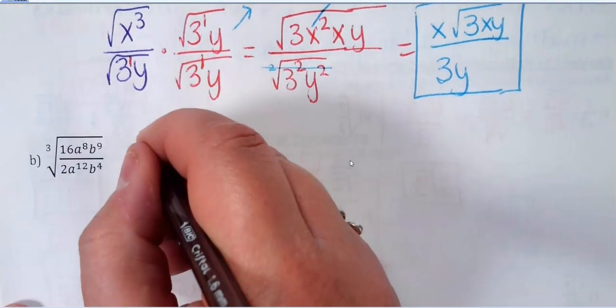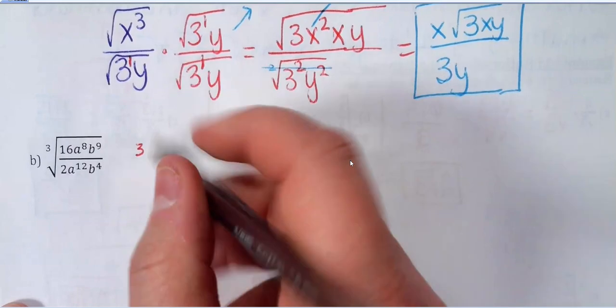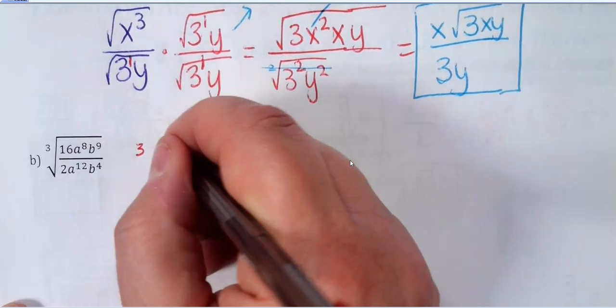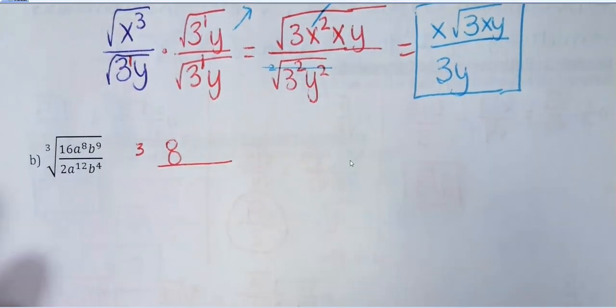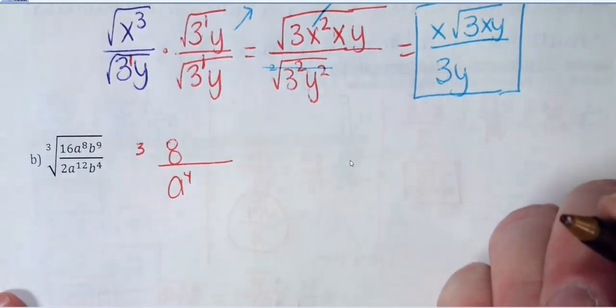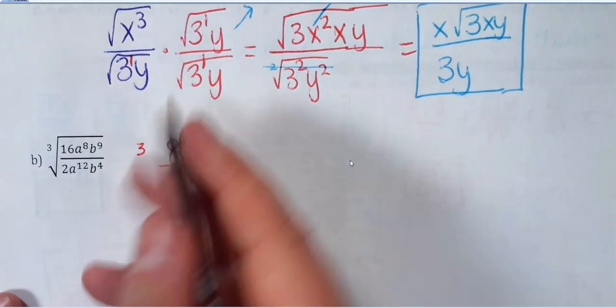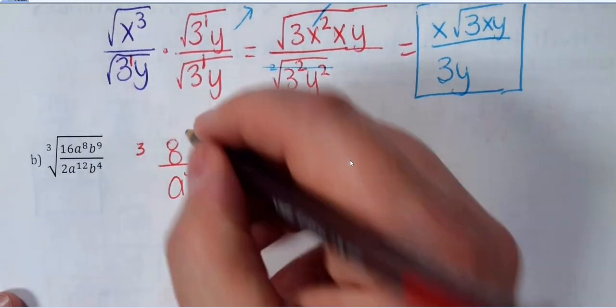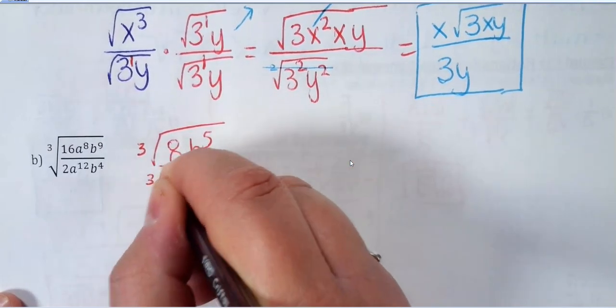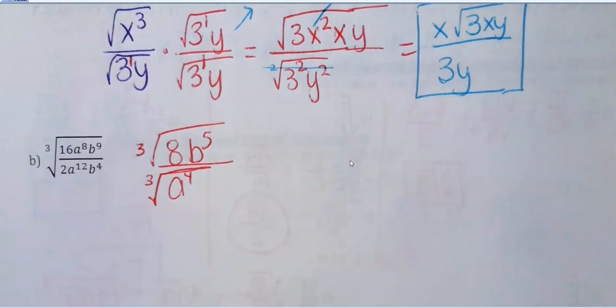All right, so you guys see I have 16 over 2, so I'd have an 8 in the top. My a's: I got 8 on the top, 12 on the bottom, so I've got 4 more on the bottom. And my b's, I've got 9 on the top, 4 on the bottom, so I've got 5 more on the top. So I did not take a cube root. I literally just used exponent properties to reduce that fraction.